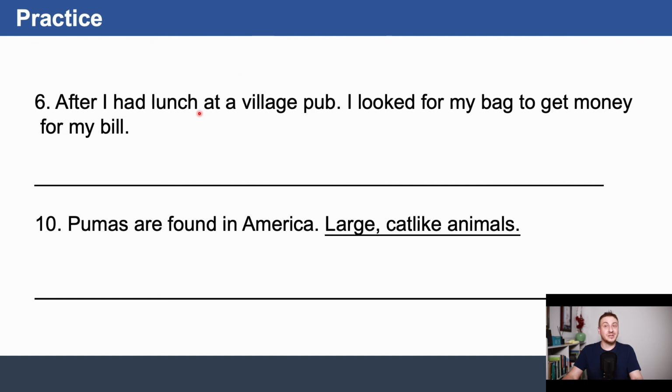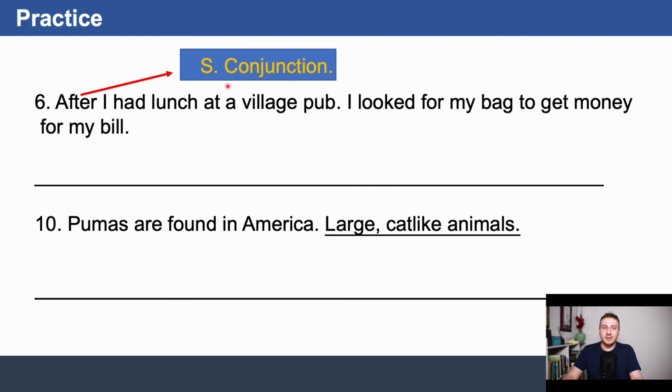Interesting. So here we have two sentences. After I had lunch at a village pub, full stop, I looked for my bag to get money for my bill. Do we know the answer? After is subordinating conjunction. Do you remember because? Because something happened? What? Right? So when we have subordinating conjunction, we must have a main clause.